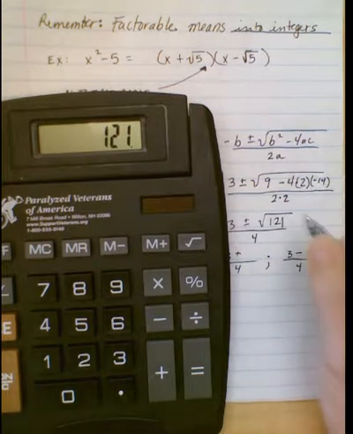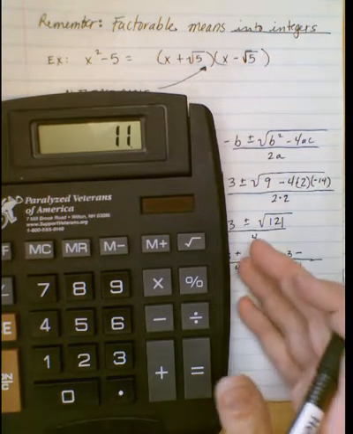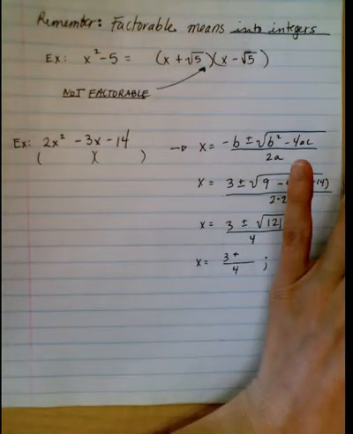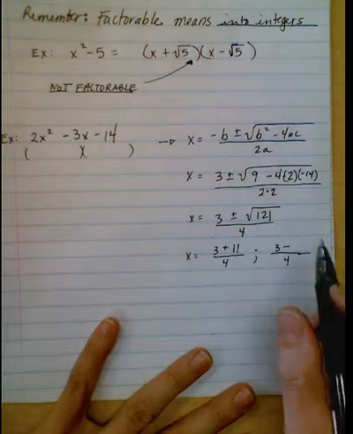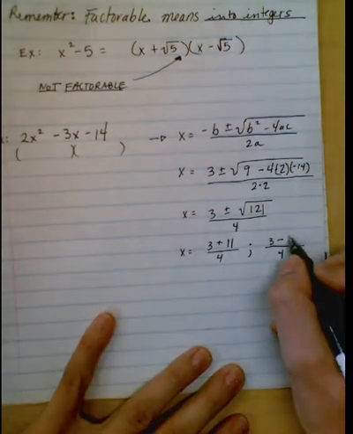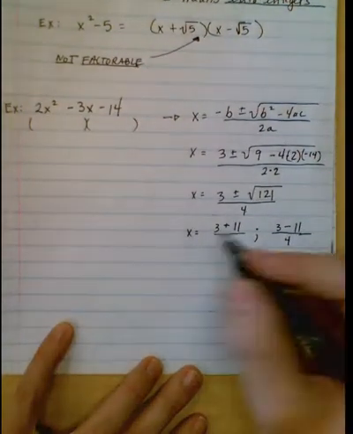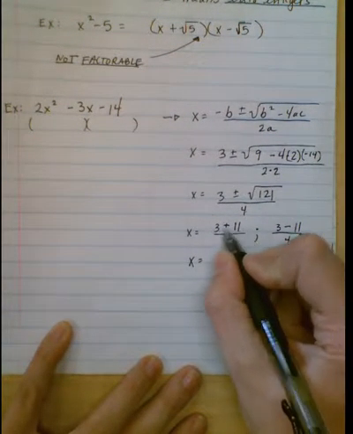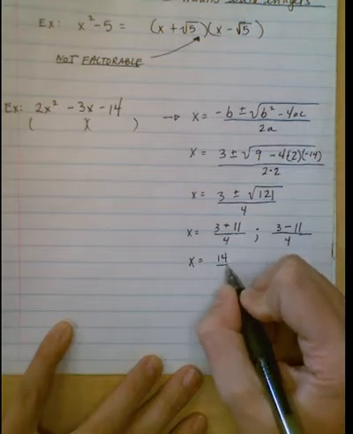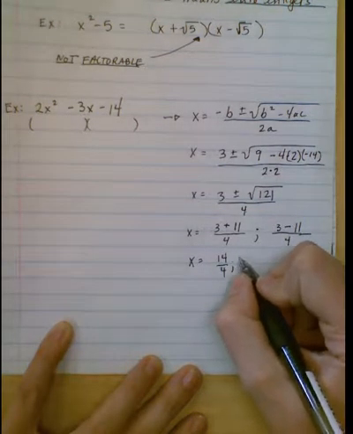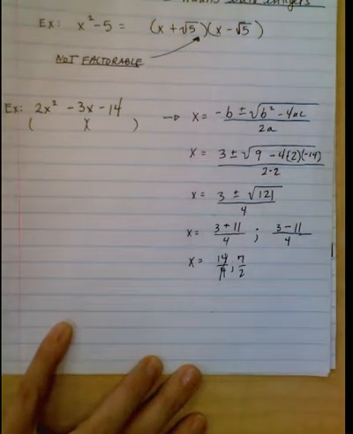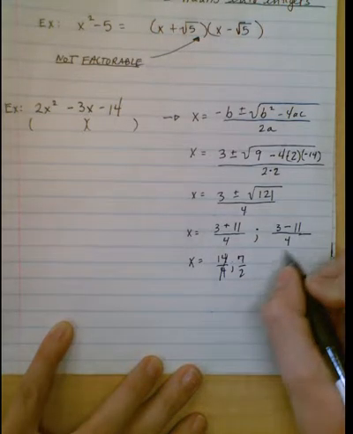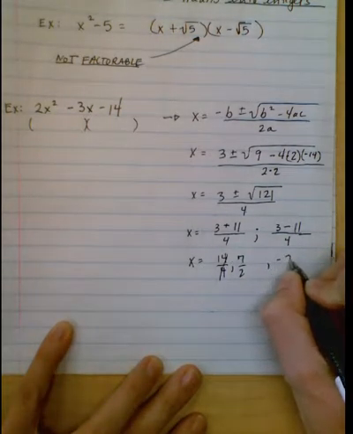So 121. Well, how convenient, 121 is a perfect square, and that's 11. So I'm going to have 3 plus 11 over 4 and 3 minus 11 over 4, which allows us to say our two roots must be 14 over 4, which simplifies to 7 halves, and 3 minus 11 is negative 8 over 4, which simplifies to negative 2.